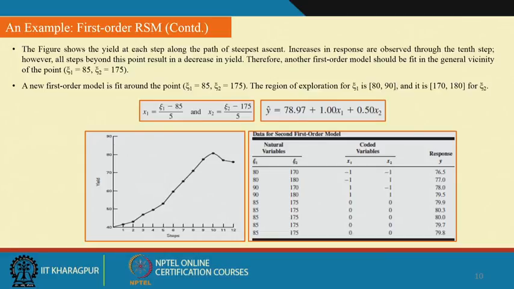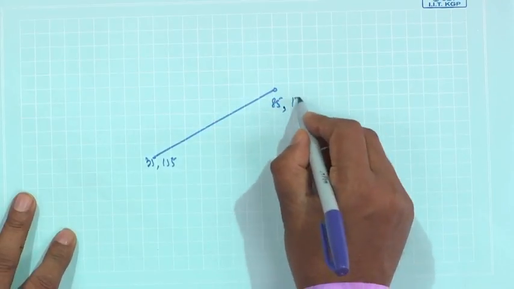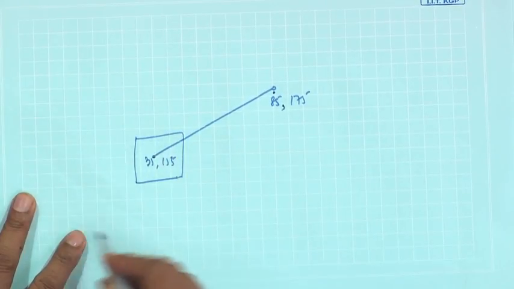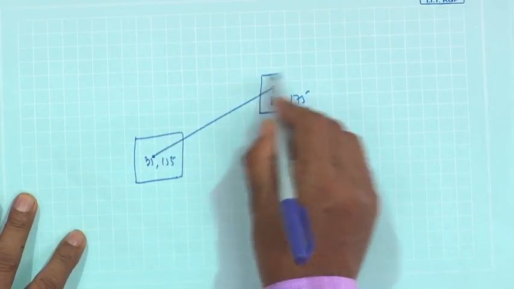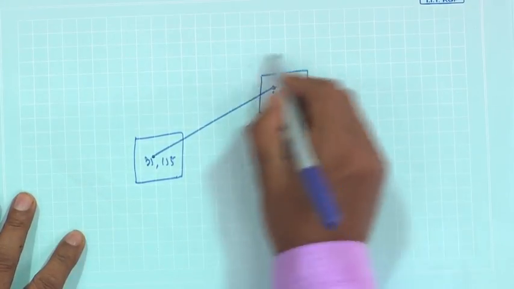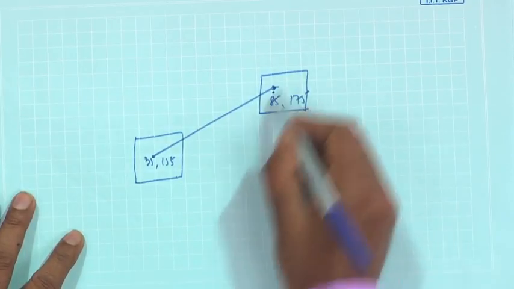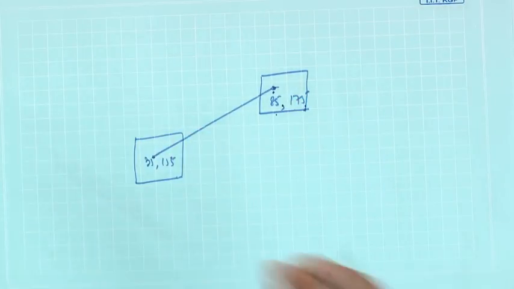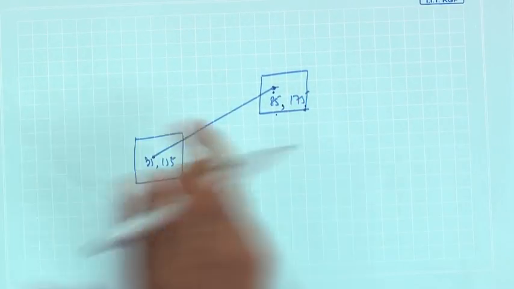The new position is this: you started with 35, 155, and you have gone to 85 and 175, the center point values. You started experimenting here, and your first order regression has led you there. Now, where there is curvature, along this line point you now experiment. So, along 85 and 175 you do another experiment. Okay.